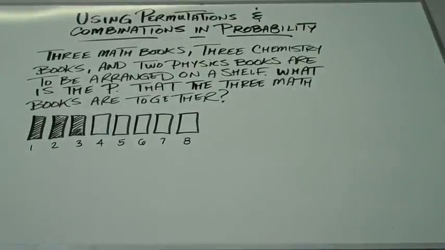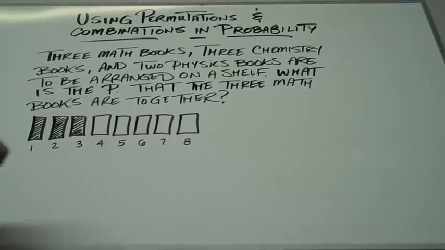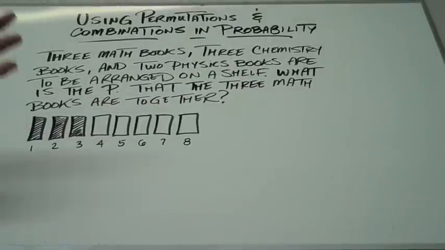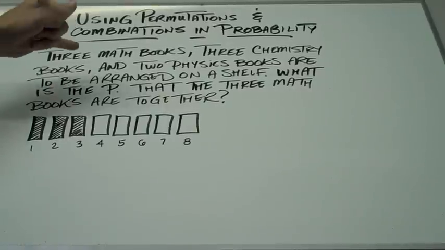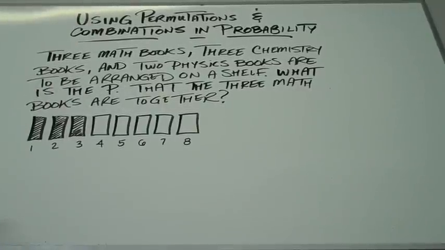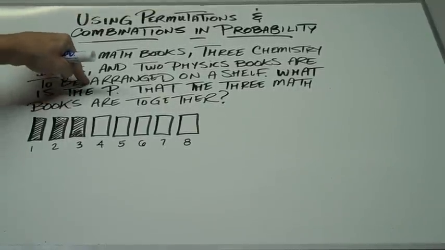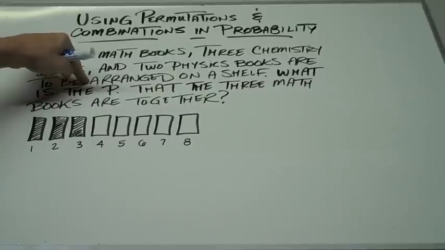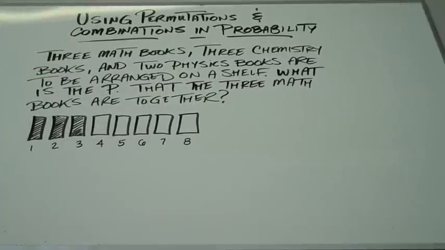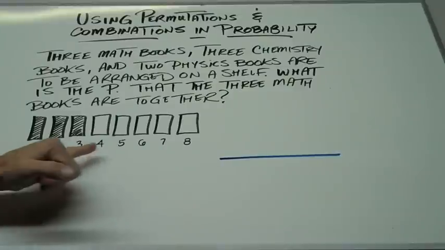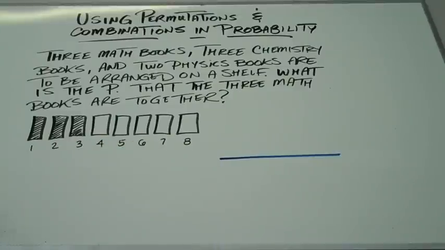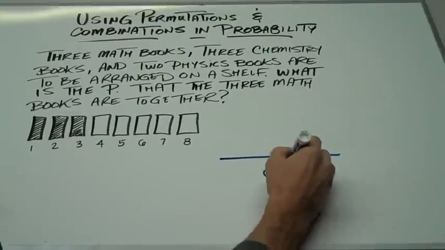Here is a first example of using permutations and combinations in probability. 3 math books, 3 chemistry books, and 2 physics books. We have 3 and 3 and 2, so that's a total of 8 books, which are to be arranged. Arranged, you're thinking permutation. Order matters. Arranged on a shelf. What is the probability that the 3 math books are together? Well, probability means that we have to have our total sample space in the denominator. We've got 8 books and we're arranging the 8 books. How many ways can you arrange 8 books?